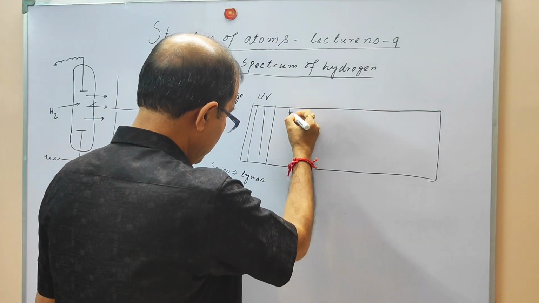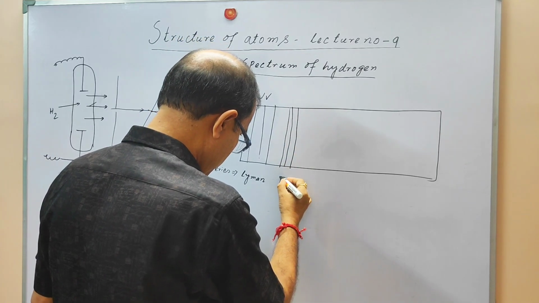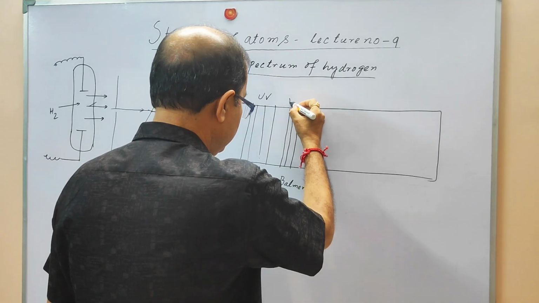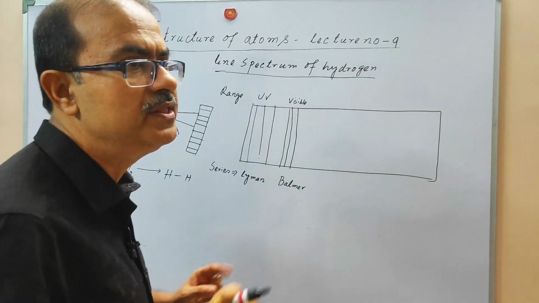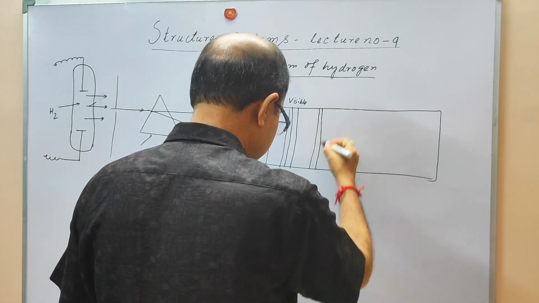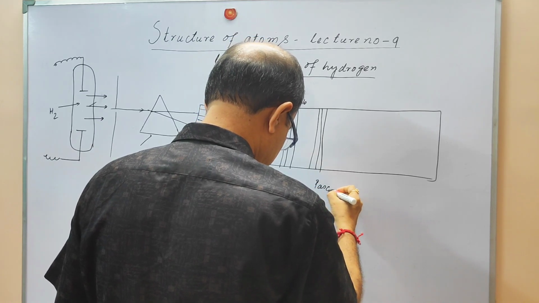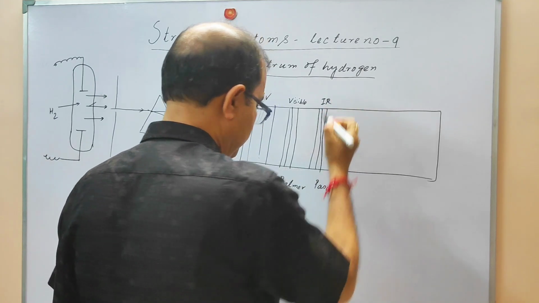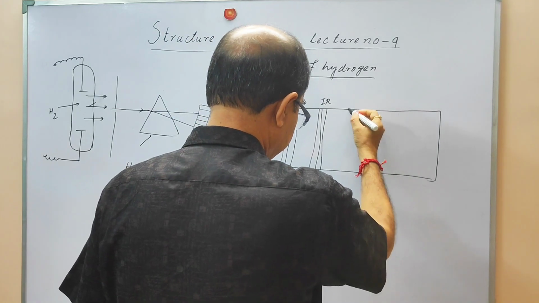Then we will find another important series. This is called the Balmer series. And here the wavelength of the lines matches with the visible range. Then we have another series that is called the Paschen series, and its wavelength is in the infrared, IR range.